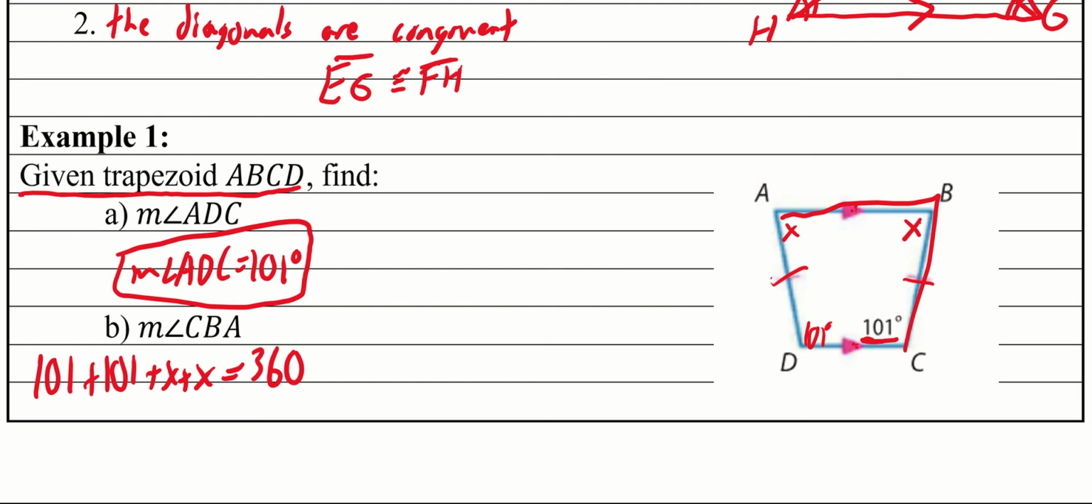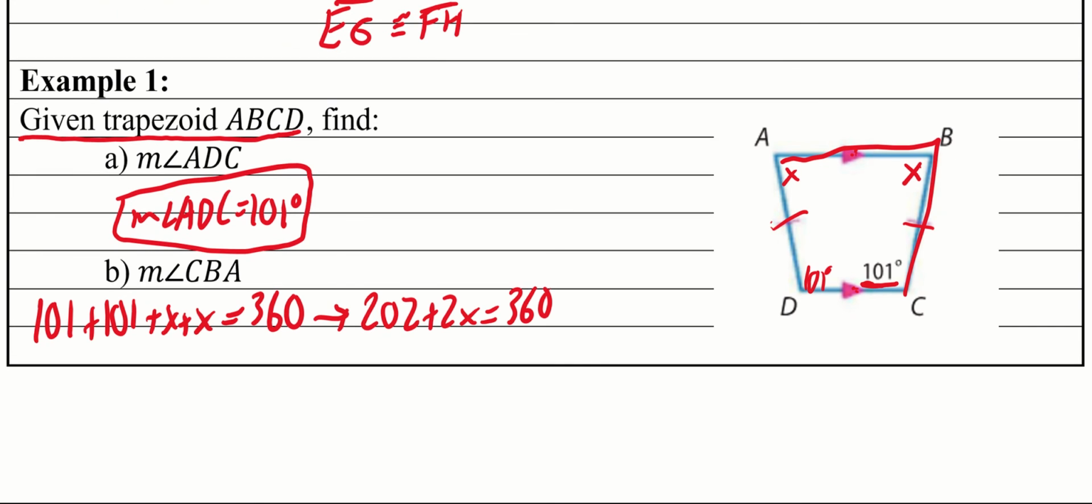And now that I have this set up here, I can go ahead and just combine my like terms and solve. So if I combine my numbers here, I have 101 and 101. Add those to get 202, and then x and x is going to give me 2x, and then equals 360, and then we can just solve the rest here.